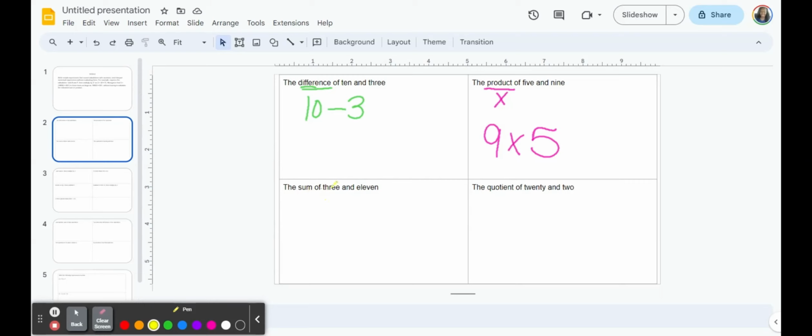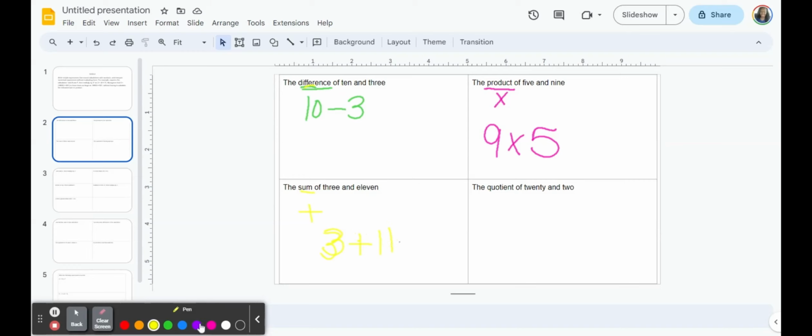In this one, the sum of 3 and 11, we had the word sum. From elementary school, we learned that sum was associated with addition. So we're going to write the sum of 3 and 11. Give me one second. All right, so we got 3 plus 11. We know that there's a 3.